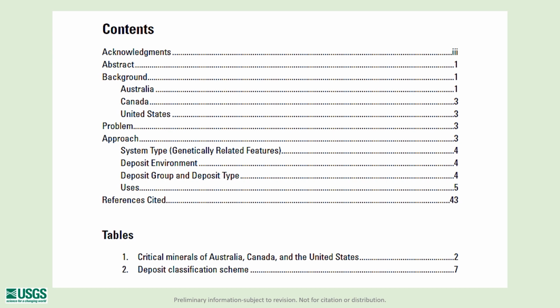It goes on to say that a classification scheme with standard nomenclature was needed to effectively sort and use the multi-element geochemical data. The approach section describes the hierarchical relationships that exist between system types, deposit environments, deposit groups, and deposit types, and how we standardize deposit type nomenclature. The resulting classification scheme is then presented in Table 2 and its potential uses discussed.